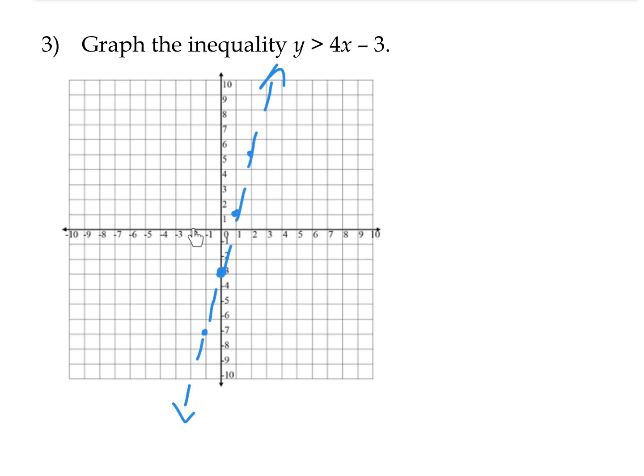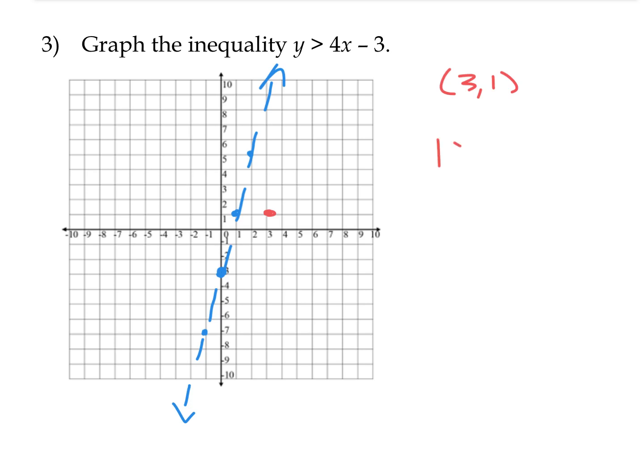It helps if you pick numbers that are easier to work with, so some smaller numbers, maybe some positive numbers. So let's say 3 comma 1. I'm going to test the point 3 comma 1. I'm going to plug those into my inequality and see if it makes it true.